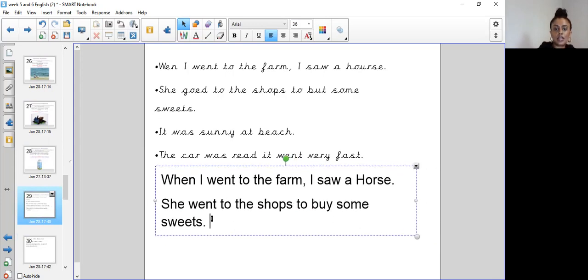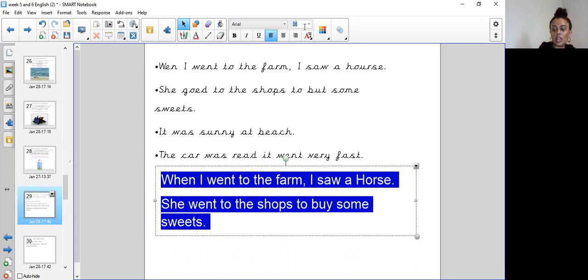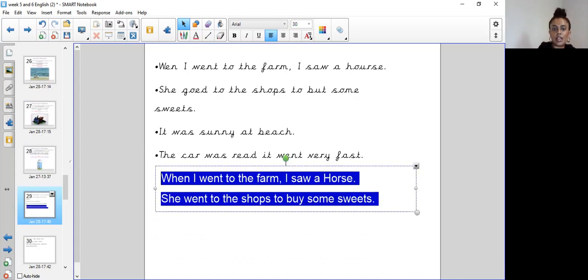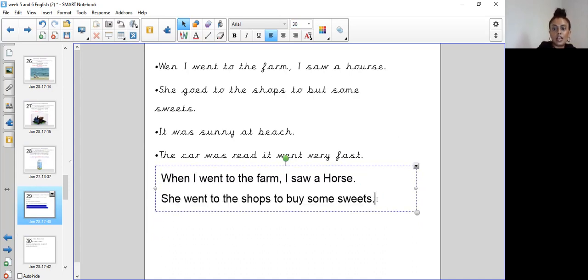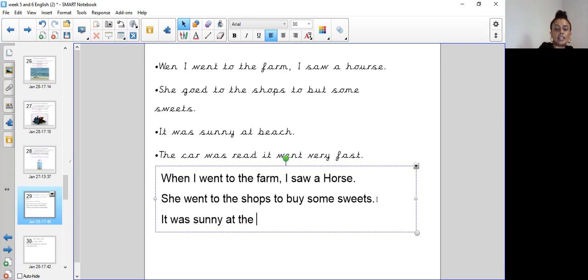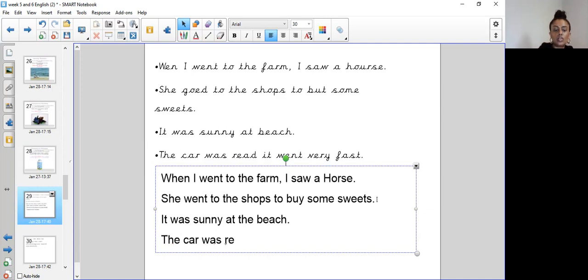Next sentence. It was sunny at beach. It was sunny at the beach, full stop. And the car was read, it went very fast. The car was red and it went very fast, full stop. So those are some ways to correct those sentences.